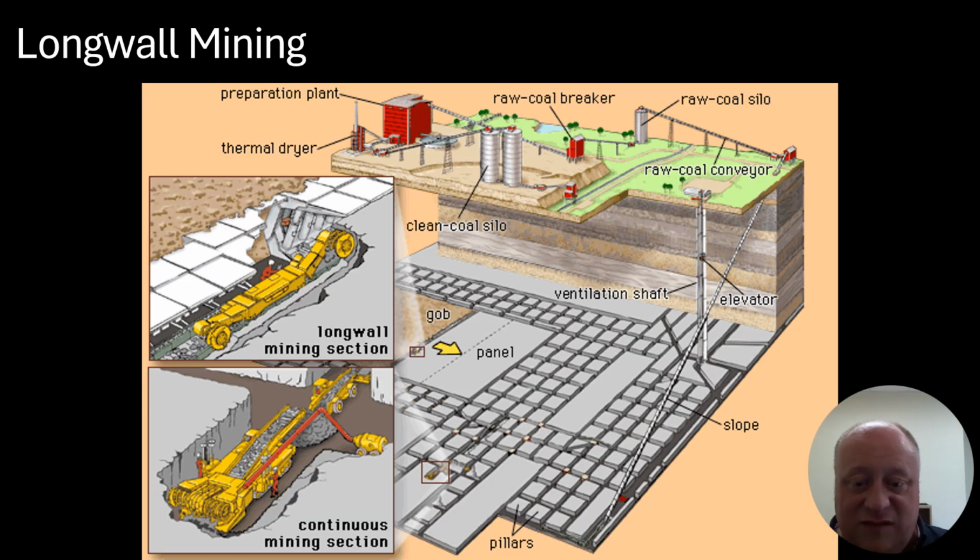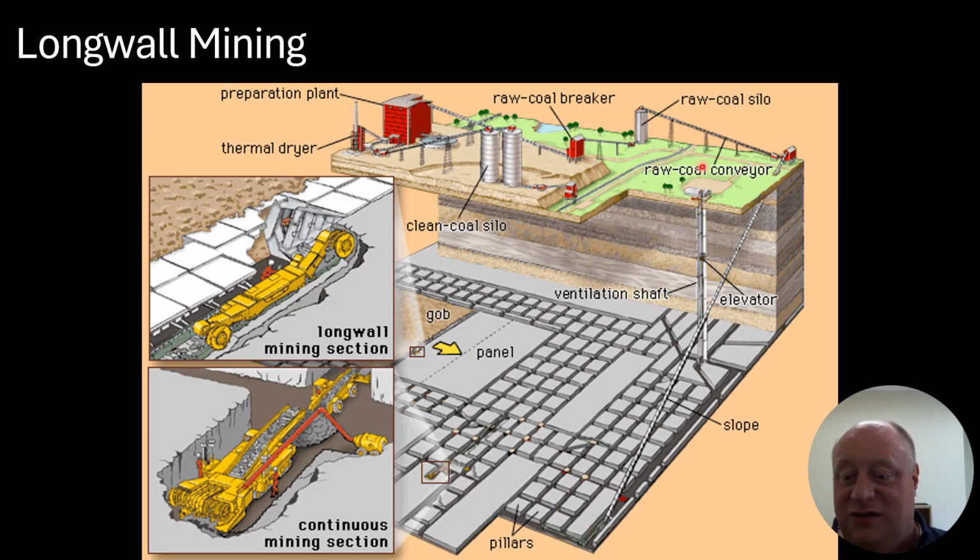Okay, you've got everything on the surface here, prep plants, silos, that sort of thing. A thermal dryer is labeled here. They're primarily used for metallurgical coal and certain specs where you need a thermal dryer to actually dry out the coal because of the moisture content. But they're not everywhere. And then of course it comes out and it goes all the way to the plant.